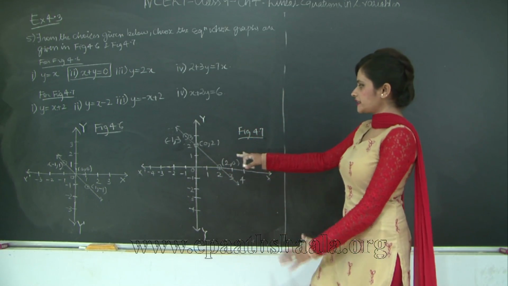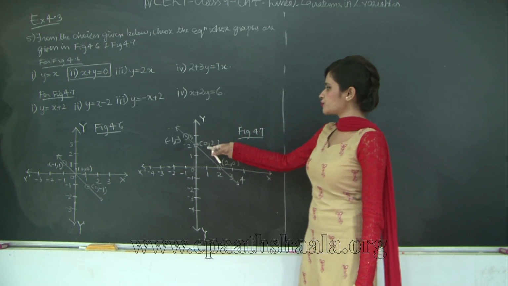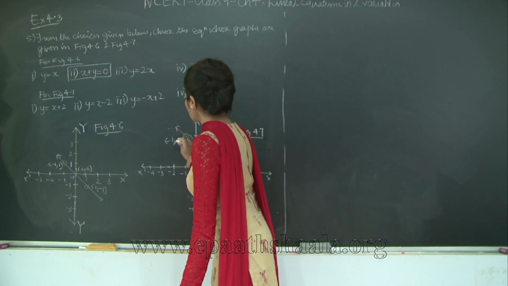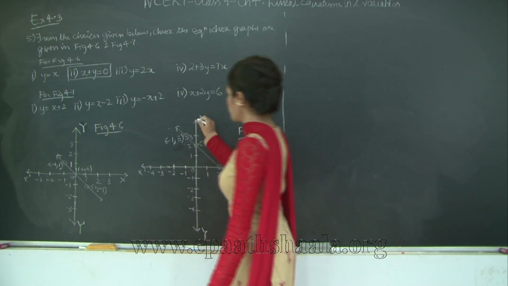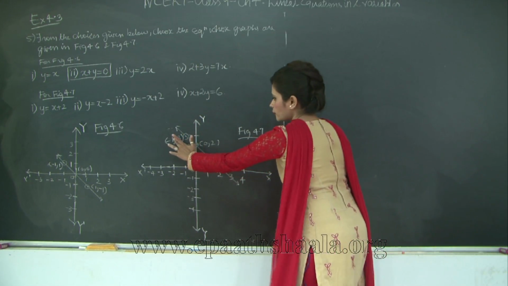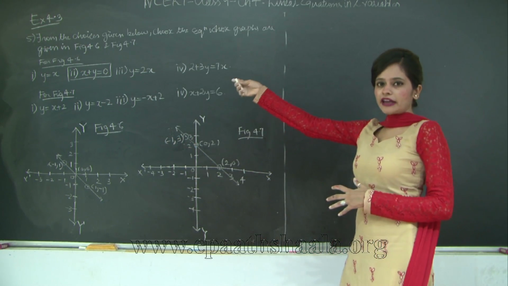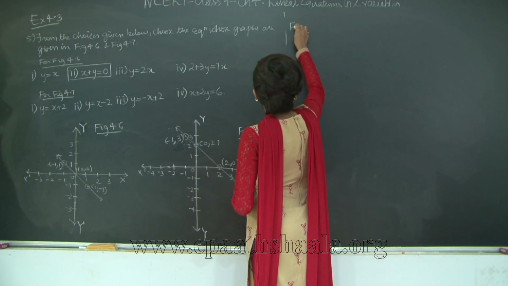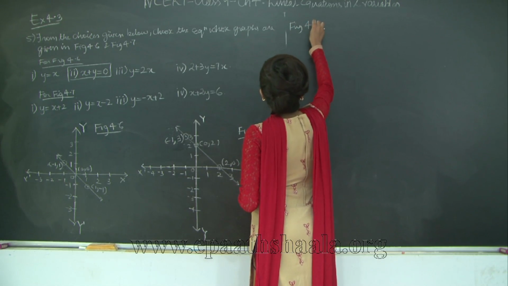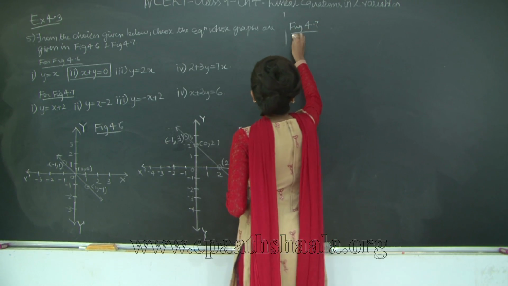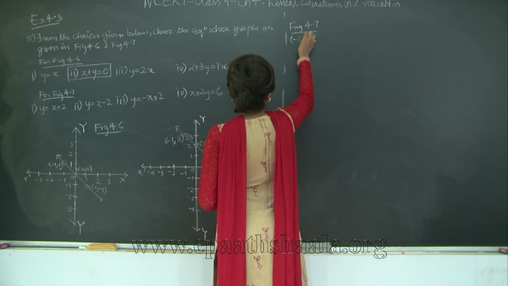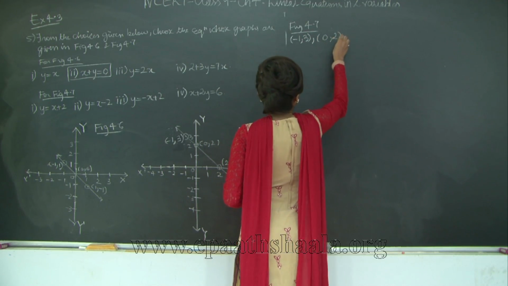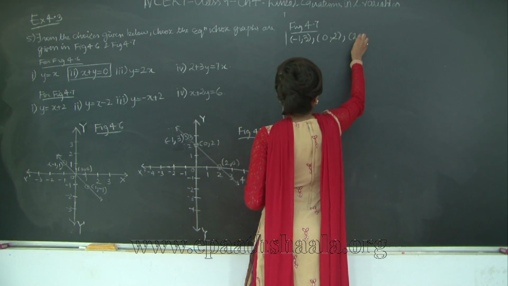So figure 4.7, I have my coordinates as 2, 0, 0, 2 and -1, and this is 3, not -3, because the positive y-axis. So I'm going to start in the similar manner as I did for 4.6. So I'll write down my coordinates for figure 4.7, which are -1, 3, 0, 2 and 2, 0.